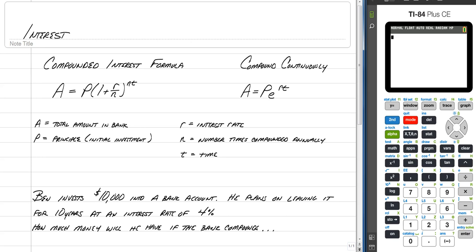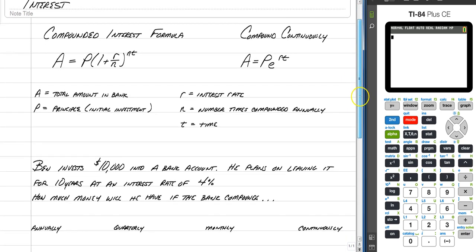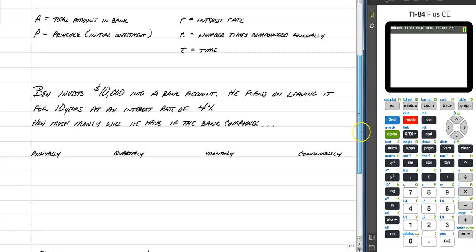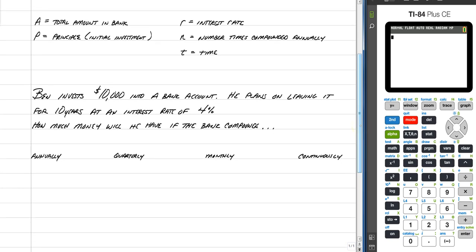So when we're talking about interest, if we do it monthly, daily, quarterly, we're going to use the first formula. The only time we use PE to the RT is when we are compounding continuously. So to do this, all we have to do is use an equation, plug in some information, and type it into our calculator.